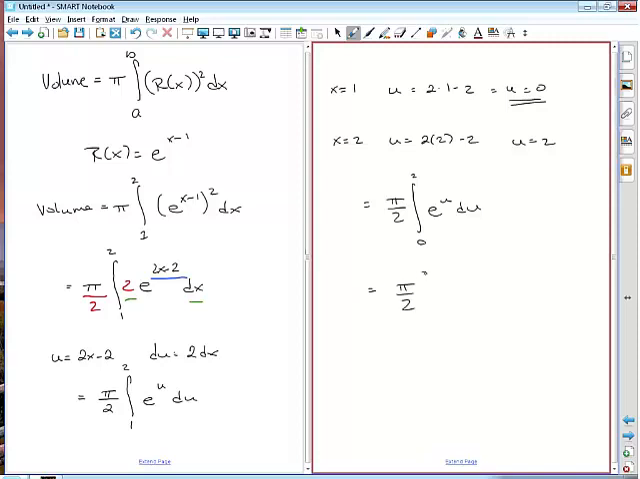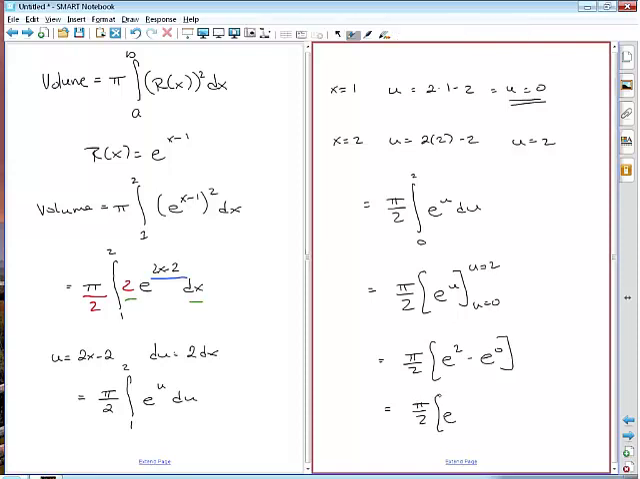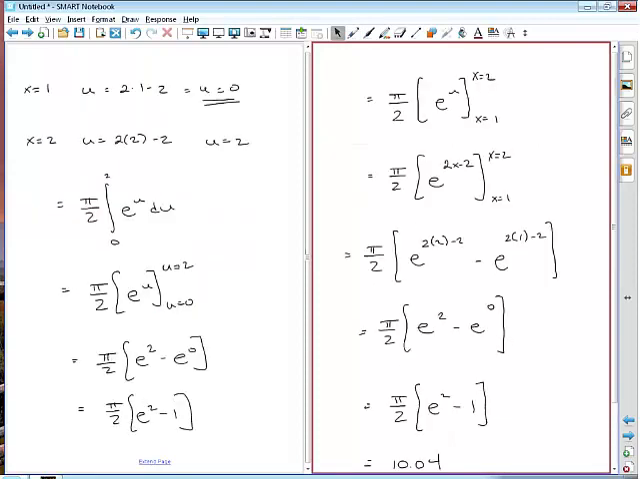So you get pi over 2, the quantity e to the u, evaluated between u equals 0 and u equals 2. We don't have to plug it back in. And in that case, we'd have pi over 2 times e squared minus e to the 0, which is pi over 2 times e squared minus 1. So we could do it that way, or what we did previously is we substituted back in for u in terms of x and kept the x limits of integration. So then we plugged it back in and you get the same answer either way.